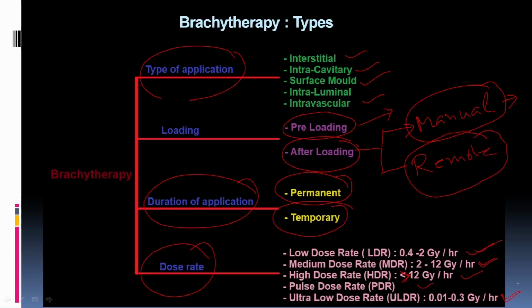Now, pulse dose rate brachytherapy: this dose rate comes as pulses of radiation. We can give one pulse, and after 1 hour we can give another pulse of radiation, and then another pulse. These are separated by 1 to 2 hours as per our requirements, and this combination of pulses finally gives the results or effectiveness of low dose rate brachytherapy, to get the radiobiological advantages of low dose rate brachytherapy.